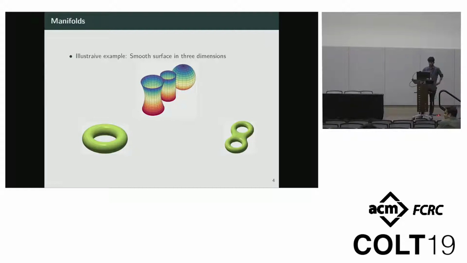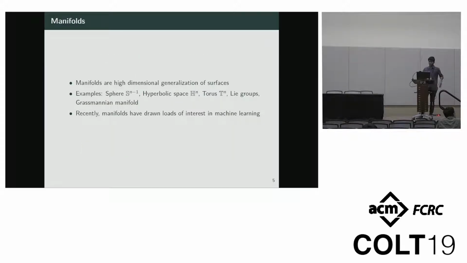Okay, so what are manifolds? What you should keep in mind is a smooth surface in 3 dimensions, like a torus, a double torus, a sphere, or something like that. Manifolds are essentially high-dimensional generalizations of these. So examples you should keep in mind again are spheres, hyperbolic space, torus, Lie groups, the Grassmannian manifolds. And recently, manifolds have drawn a lot of attention in machine learning.